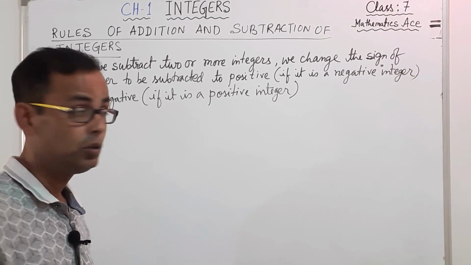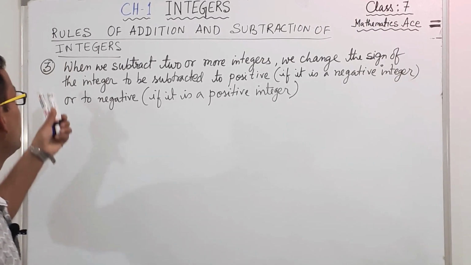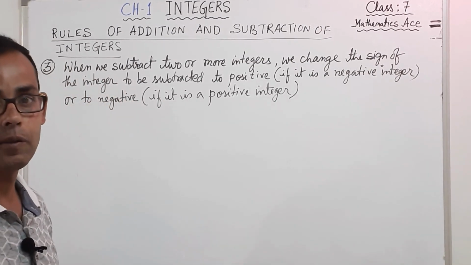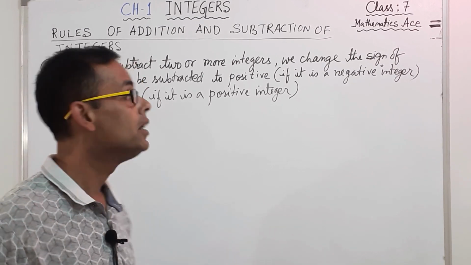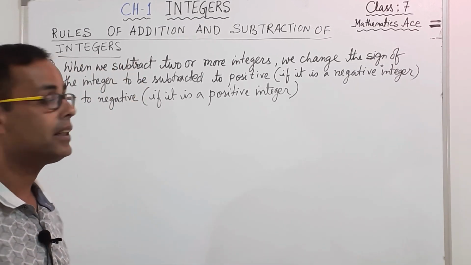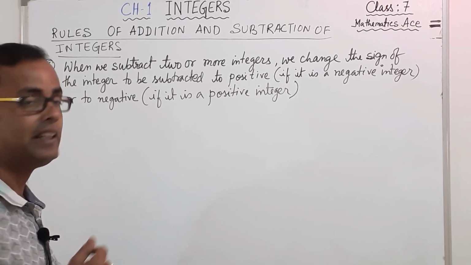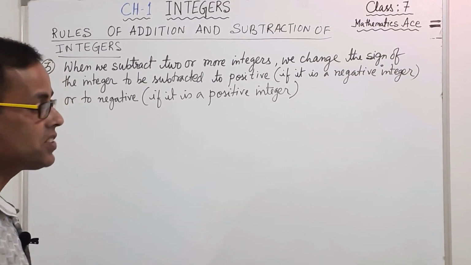Clear? Now the last rule. Okay, when we subtract two or more integers. First one was when we add, second one also was when we add, and now the third one is when we subtract two or more integers. Okay, so what it is telling?